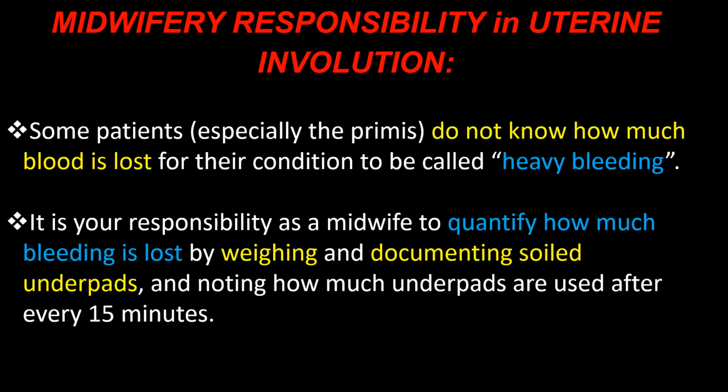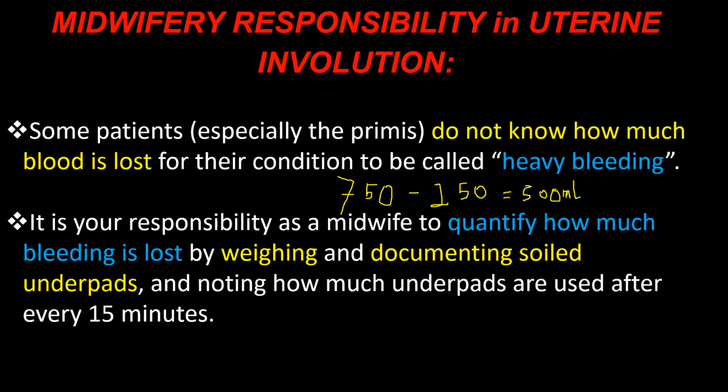After weighing the soiled underpads, you subtract the weight of the underpads that are not soiled. For example, if the weight of the soiled underpads is 750 grams, and the unsoiled or new underpad is only 250 grams, you will see that the bleeding of the patient is approximately 500 ml. So that's how you help them quantify the amount of blood that is lost.